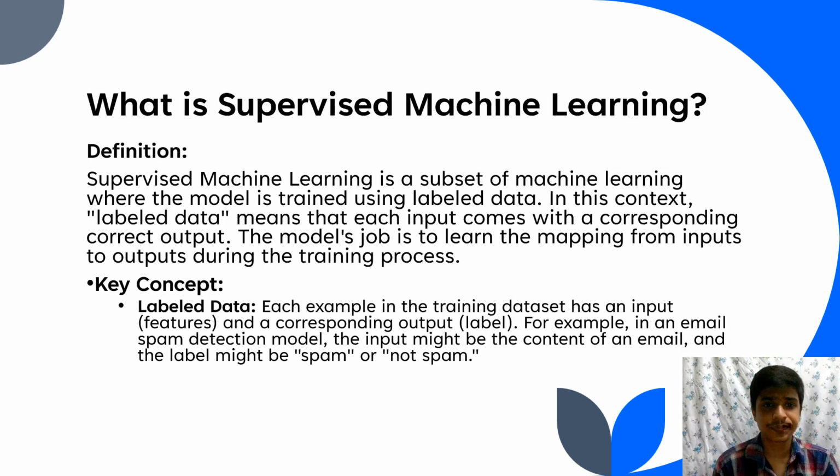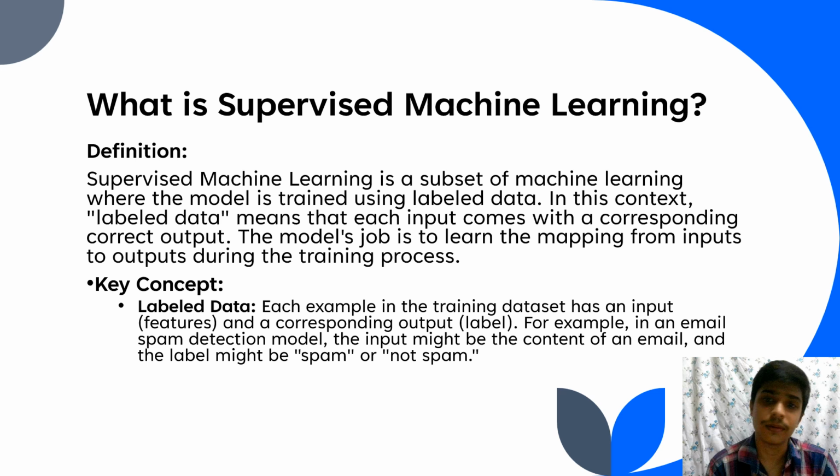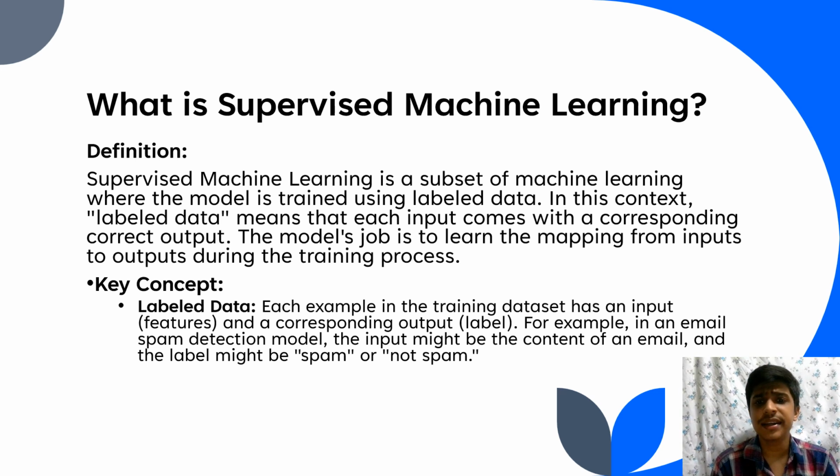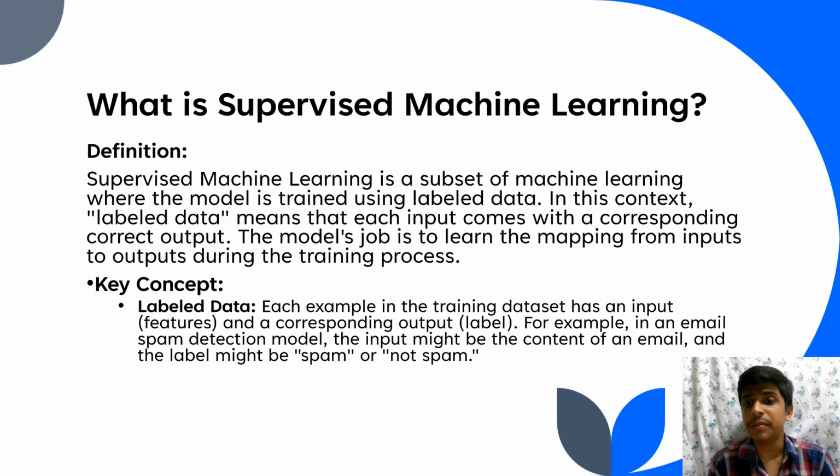The next is what is supervised machine learning. Mainly, supervised machine learning is a subset of machine learning where the model is trained using labeled data. In this context, labeled data means that each input comes with the corresponding correct output. The model's job is to learn the mapping from input to output during the process. This is the definition of supervised machine learning.